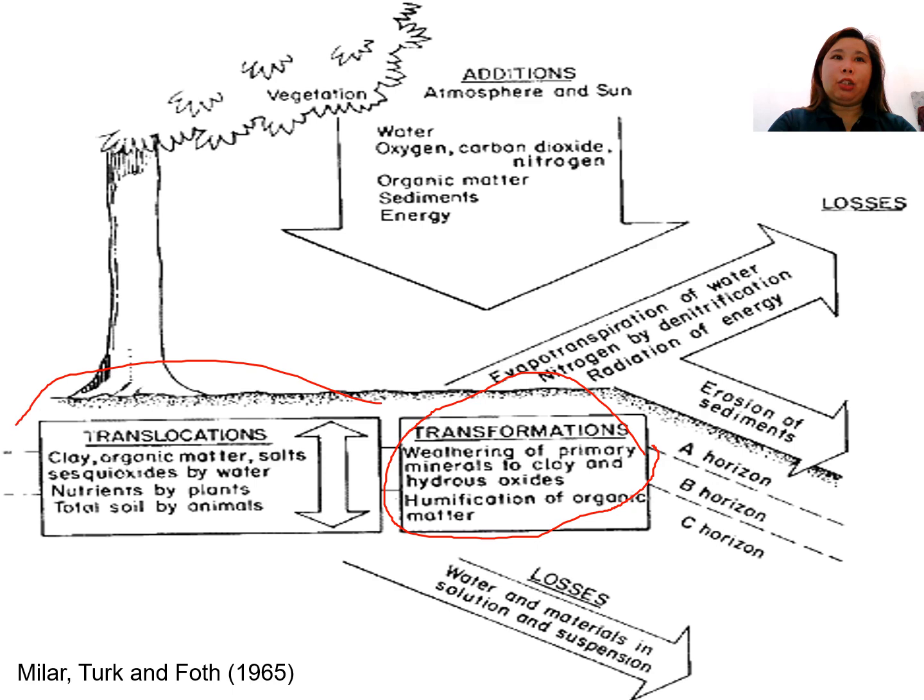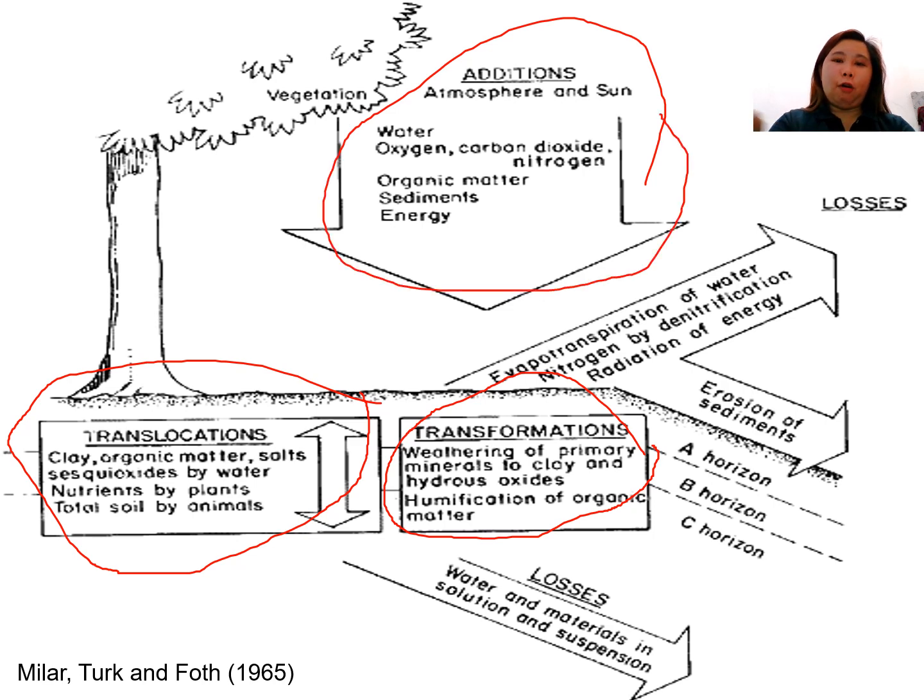While translocations involve the transfer or movement of clay, organic matter, salts, and sesquioxides by water, upward, downward, or horizontally or vertically on the soil profile. It also involves transfer or movement of nutrients by plants or movement of soil particles by animals.